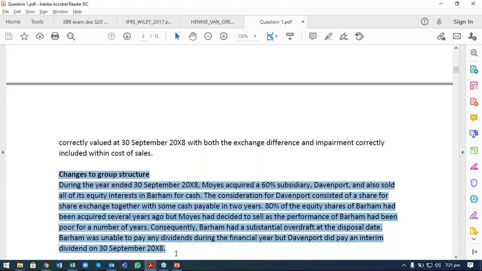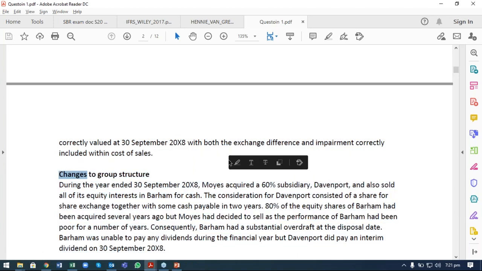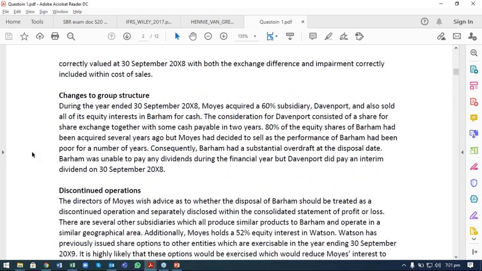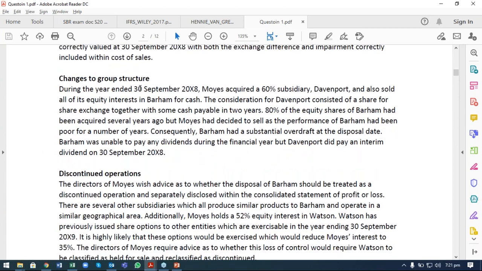Then, changes in group structure. A change in group structure was also mentioned, so IFRS 10 was tested here. During the year ended 30th September 2008, Moyes acquired a 60% subsidiary, Devonport, and also sold all of its equity interest in Braham for cash. The consideration for Devonport constitutes a share-for-share exchange together with some cash payable in 2 years.